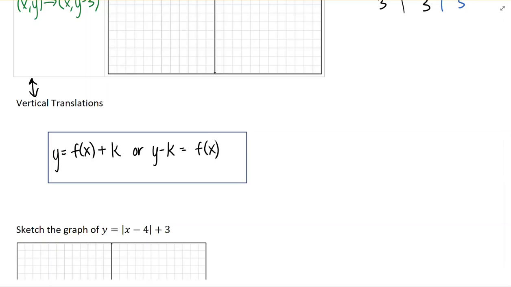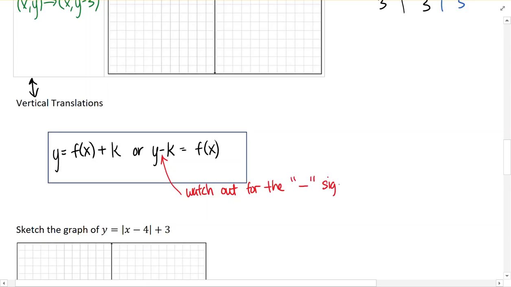Just one thing to be mindful of again here, watch out for the negative sign. Watch out for that minus sign, okay? So if you're looking at this option on the left, the k value is just going to be, if it's positive, it's moving up. If it's negative, it's going down. But if you're looking at this right option, you do need to make sure you look at the opposite again.